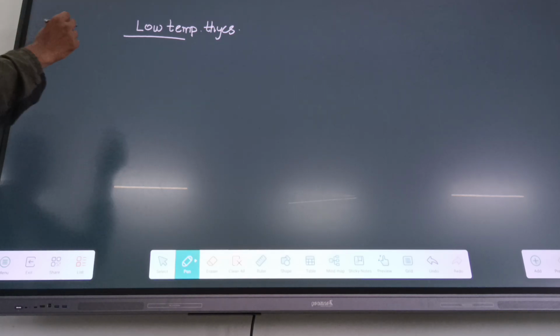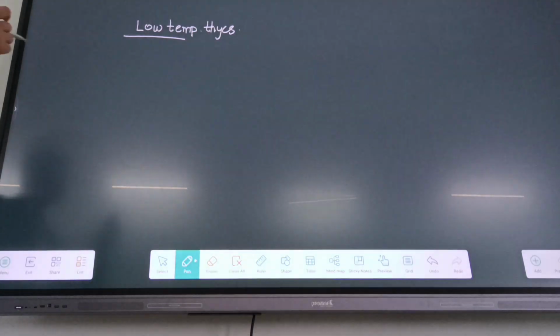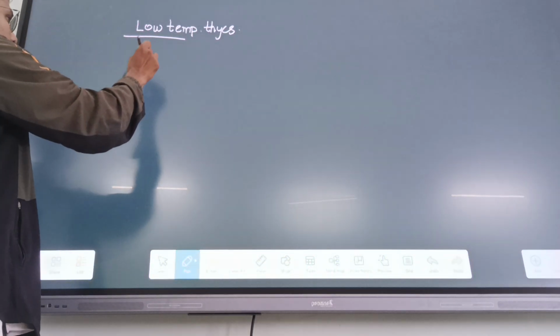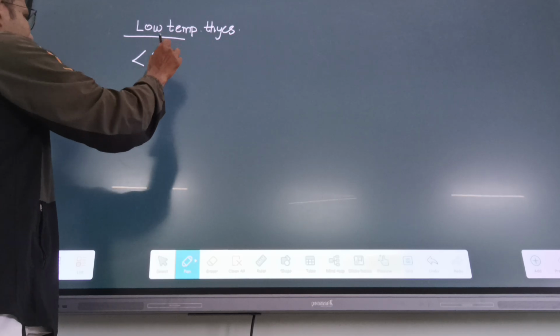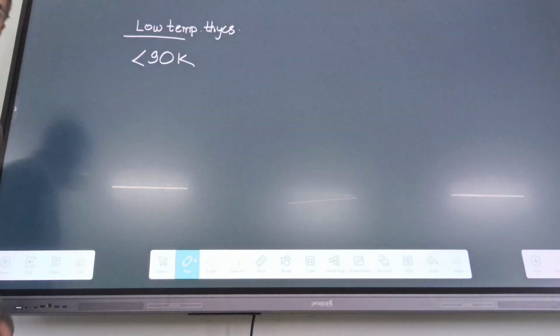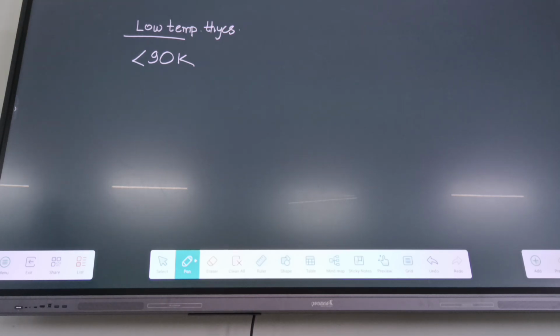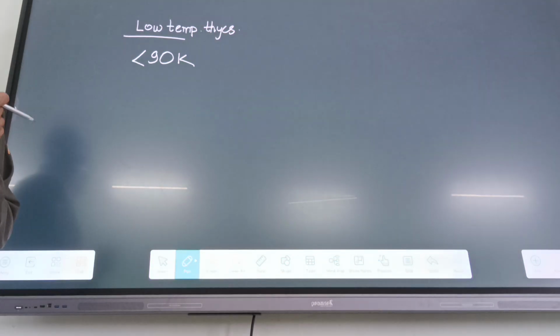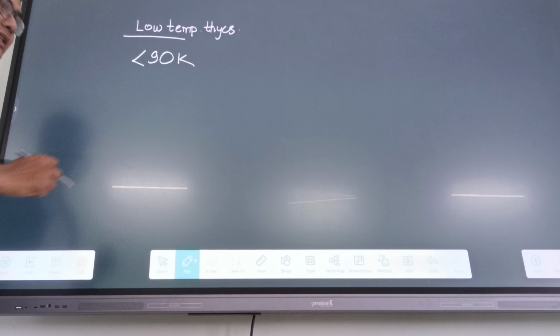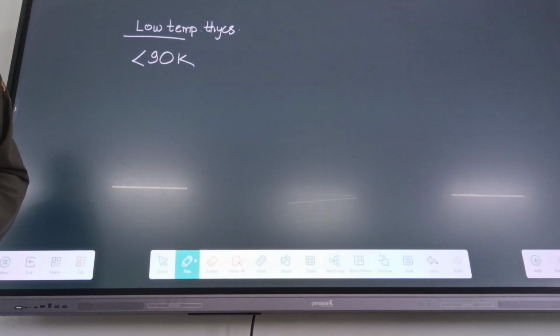Sir, when we say low temperature, what do we mean? We mean below 90 Kelvin. Okay, below 90 Kelvin is considered to be the low temperature because this is 90 Kelvin. मतलब how much? 90 Kelvin is what? How much degree centigrade? Minus.